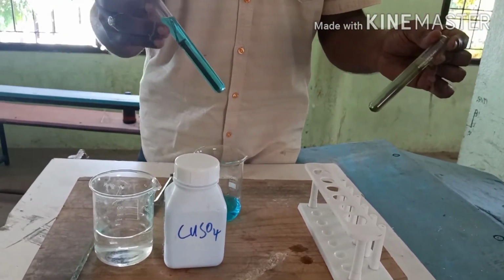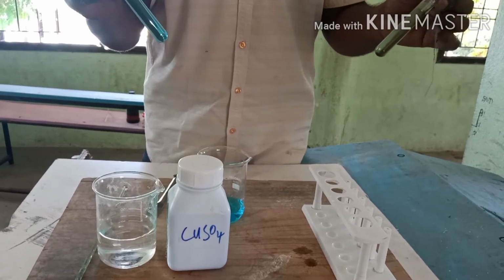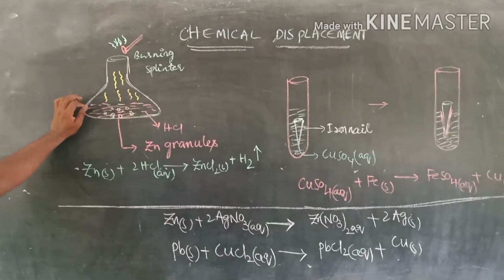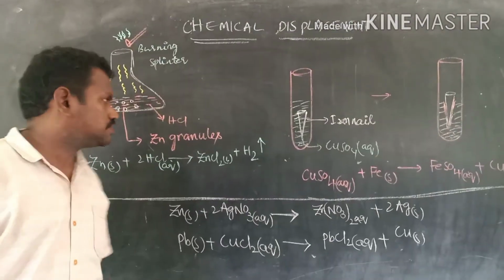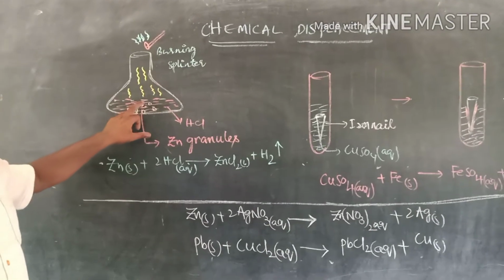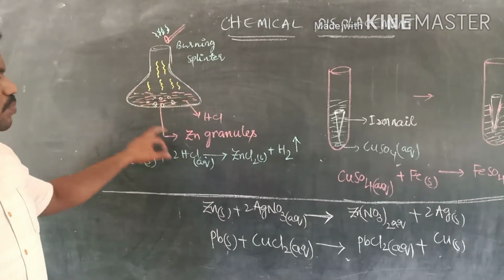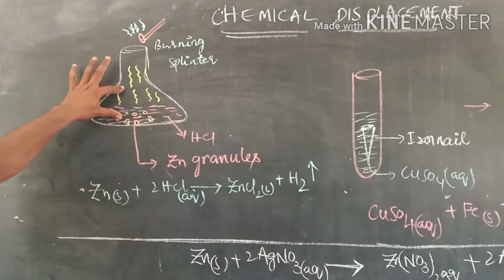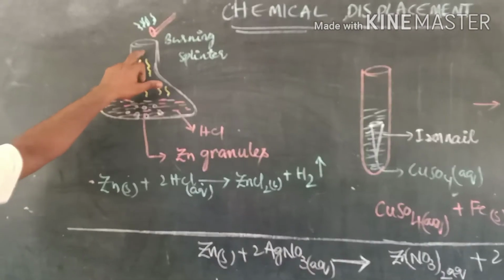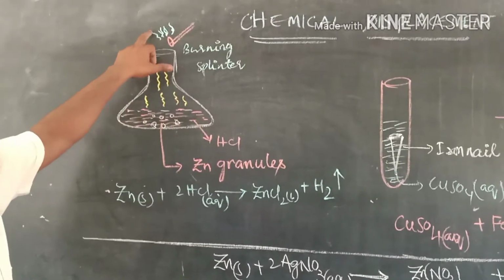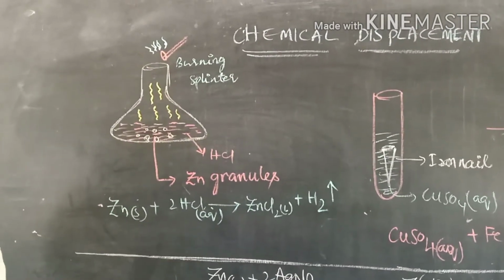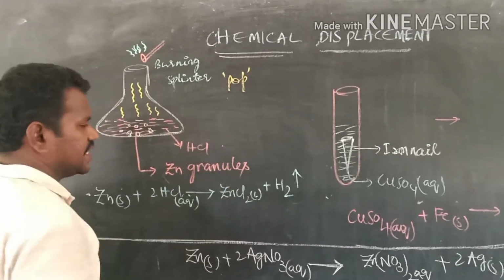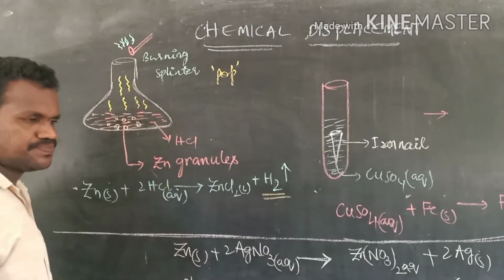Let us discuss displacement reactions on the board with different examples. See, from the activities that we did till now, we will come to a conclusion here. First of all, we took HCl in a conical flask and dropped some zinc granules into it. We observed fumes arising. Then we introduced a burning splinter near the mouth of the conical flask. The burning splinter burns with a blue flame and stops with a pop sound. So we can identify the liberated gas as hydrogen.